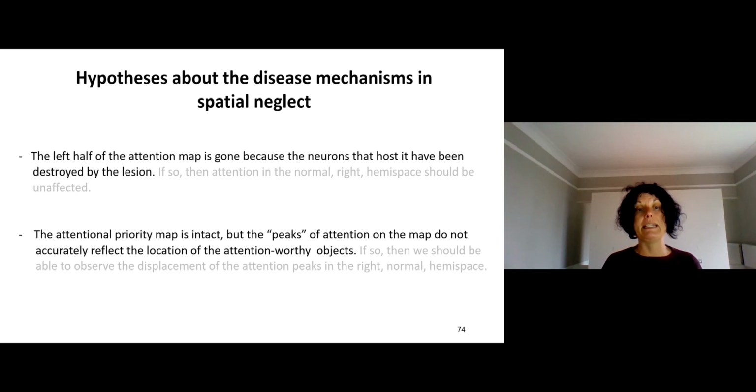Now, these two hypotheses give different predictions about what would happen in the healthy visual space. Because if the left half of the attention map is gone and the right half of the attention map is intact, then attention should be normal in the right hemisphere. Whereas if the entire priority map is affected because the peaks do not reflect the location of the actual attention-worthy objects, then we should see that the attention map in the right visual space is abnormal.